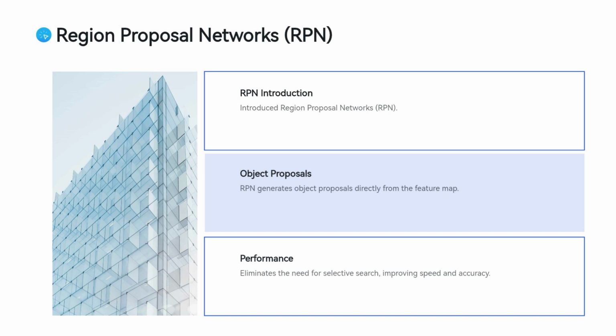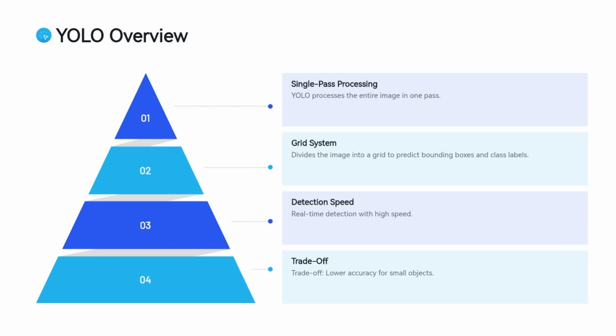YOLO, you only look once, is a significant breakthrough in object detection because it processes the entire image in a single pass. Unlike RCNN and its variants, which use region proposals and a multi-stage process, YOLO divides the image into a grid and directly predicts bounding boxes and class labels for each grid cell. Each grid cell predicts the likelihood of an object in that cell, the class label of the object, and the coordinates of the bounding box. YOLO's speed is its biggest advantage.